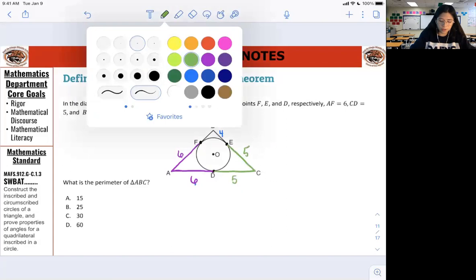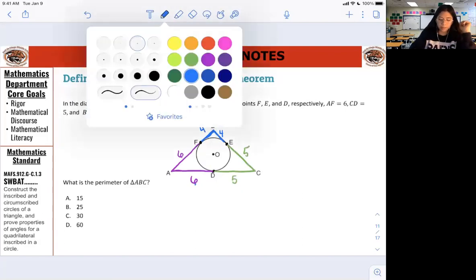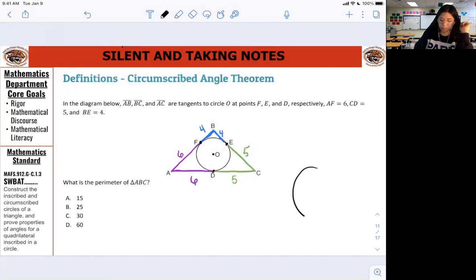If BE is 4, then BF is also 4, because each of those angles is a circumscribed angle, and circumscribed angles have congruent sides. So that's the biggest takeaway. I'll do one more example just to make sure we take that home.